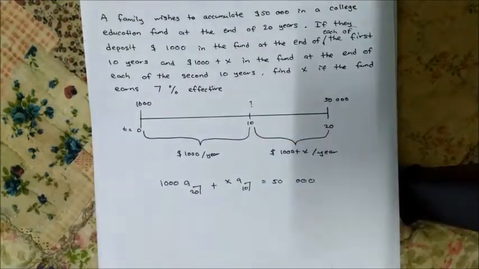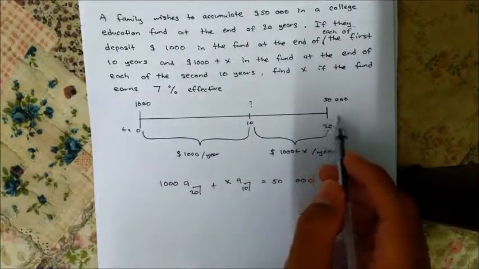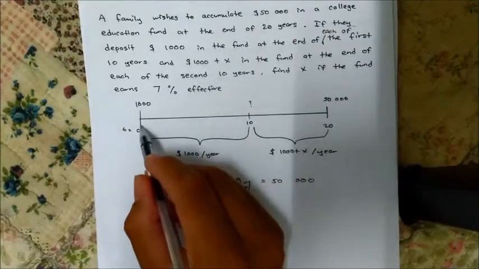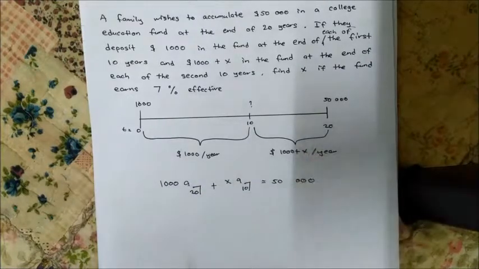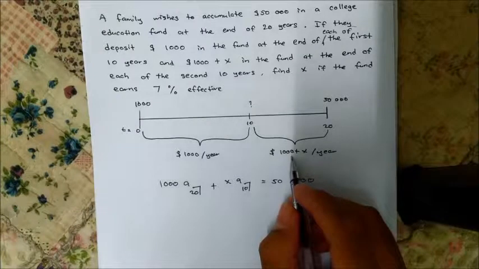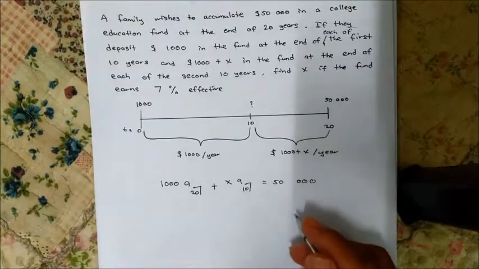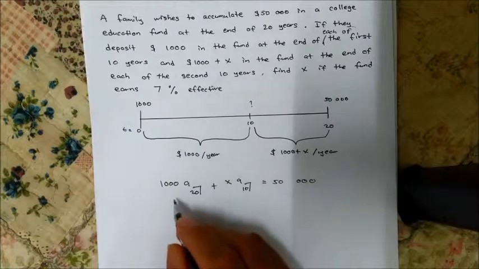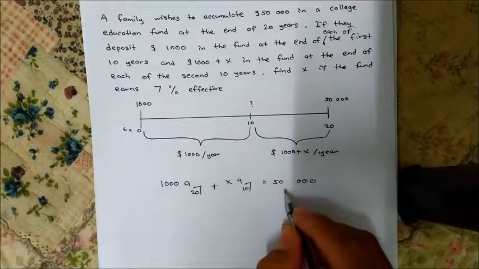Okay, so first of all, we need to create the timeline diagram which represents the question as usual. As you can see here, from year 0 to year 10, the family deposits $1,000 each year, while from year 10 to year 20, the family deposits $1,000 plus X dollars per year. Since we are dealing with the concept of immediate annuity here, our formula is going to be 1,000 A20 plus X A10 equals 50,000.